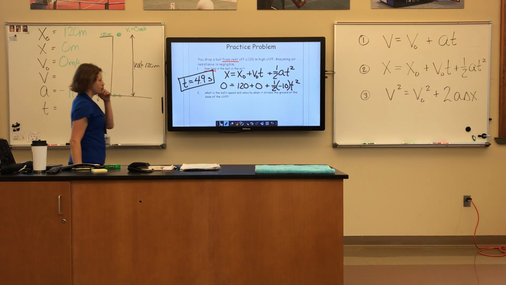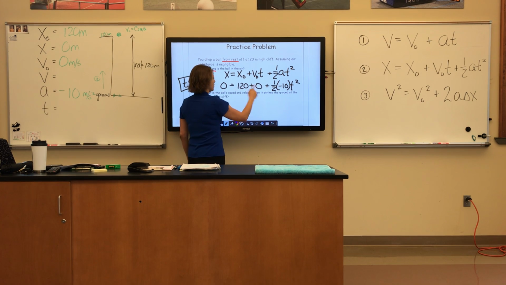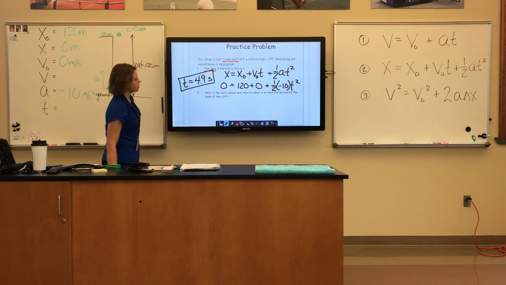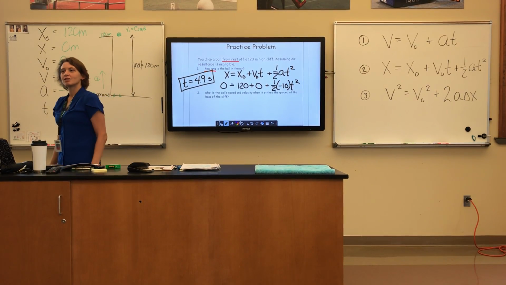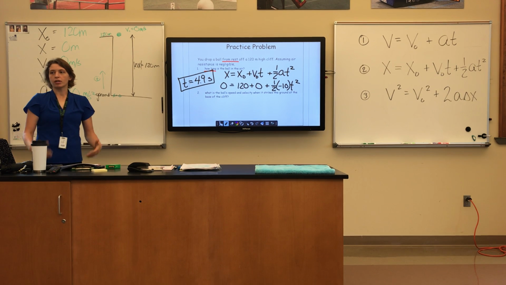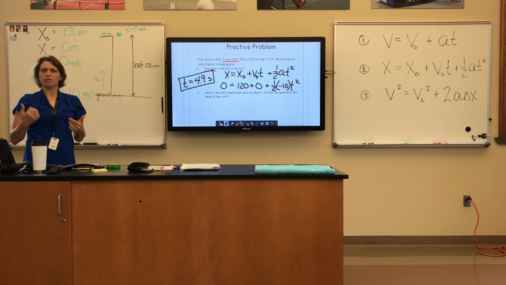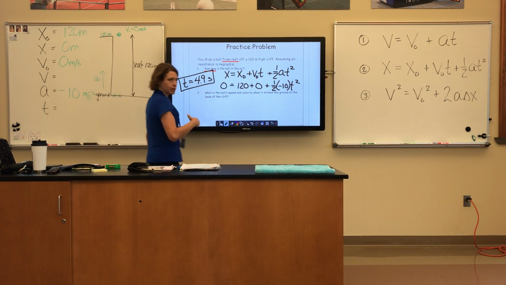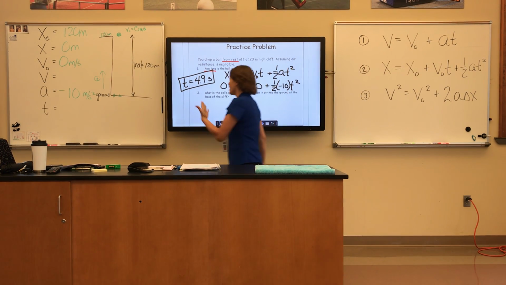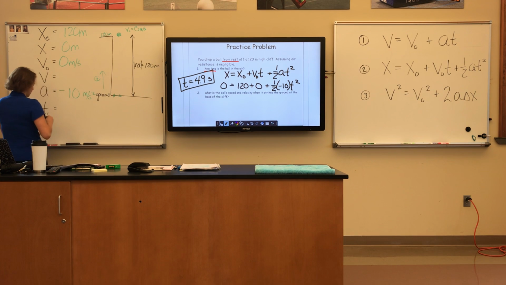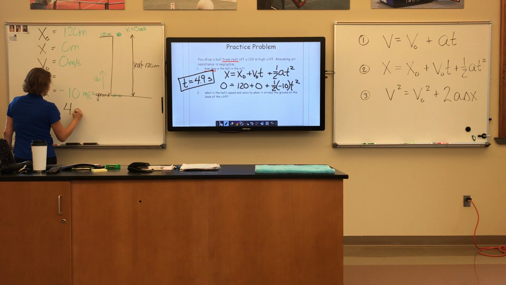So I should have 20. I'm going to multiply that by 2. I get 240. 240 divided by 10 is 24. The square root of 24 should be a little less than 5, so I think that sounds reasonable. I want to make sure you all can get to that too. All right. So now I know that it takes 4.9 seconds for this object to get to the ground.